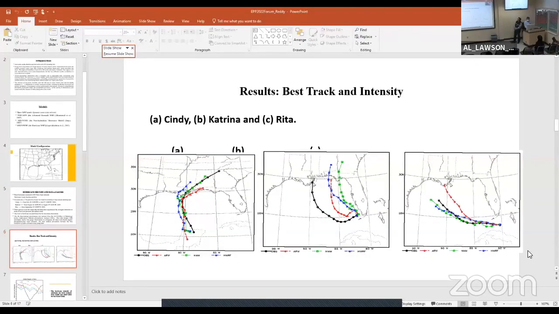This is just the result, how it works. For example, A is Cindy, B is Katrina, C is Rita, and for the models we have three cores. The blue represents the hurricane core, the green is the NMM core, and the red is the ARW core. The observation is black. This is the best track. For A, at the initial time, the storm is actually different from the observation, especially for the ARW.